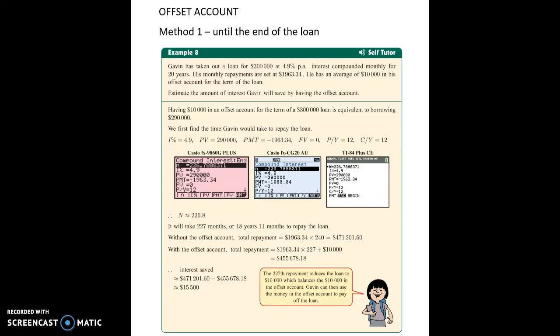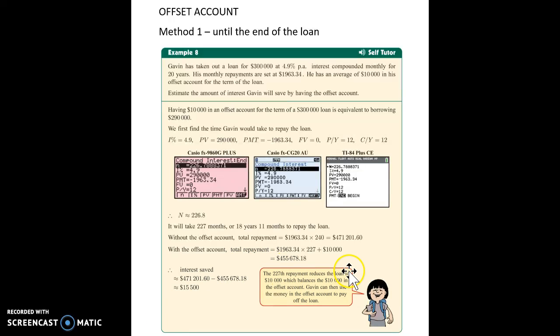Hi everyone, this is a quick video about the offset account and how to use it in your investigation. So I'm just referring to the Hazy textbook here at the moment, and I am looking at page 224. Now there are two options, method 1 and method 2 that you can use, and a lot of you have got method 1 down pat, which is really good, and it's very similar to the lump sum.